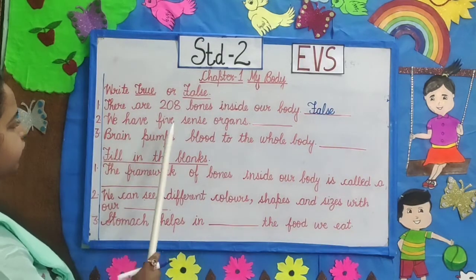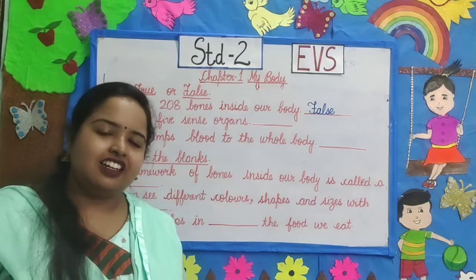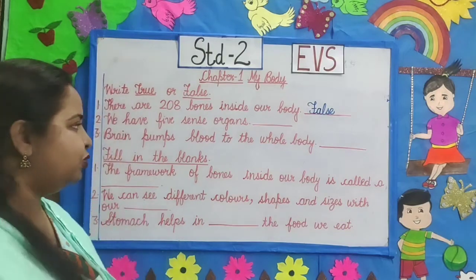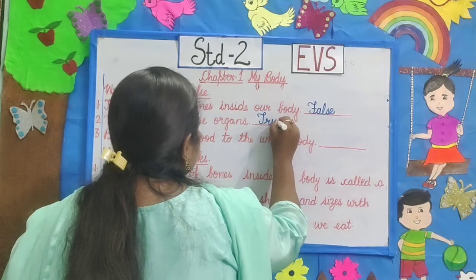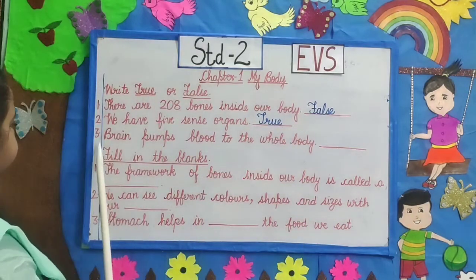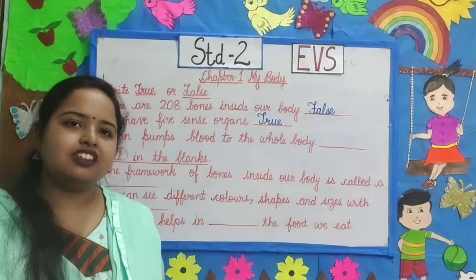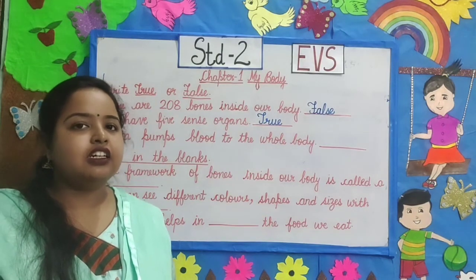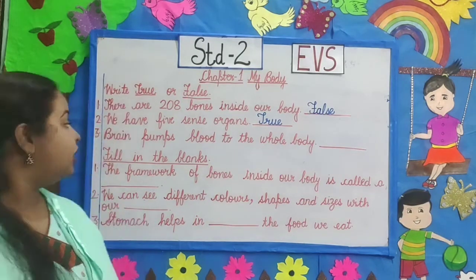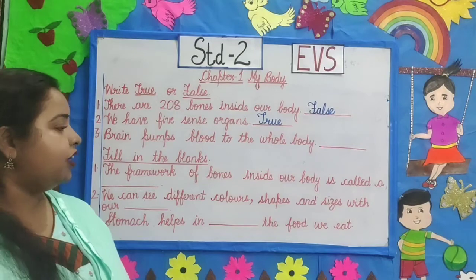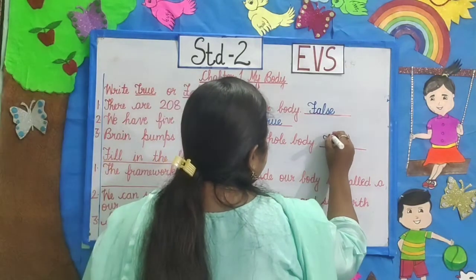Number 2, we have 5 sense organs. Is it true or false, children? Yes, it is true. Number 3, brain pumps blood to the whole body. Is it true or false? Yes, it is false. What is the correct answer? Yes, heart. Heart pumps blood to the whole body. So here also it will be false.